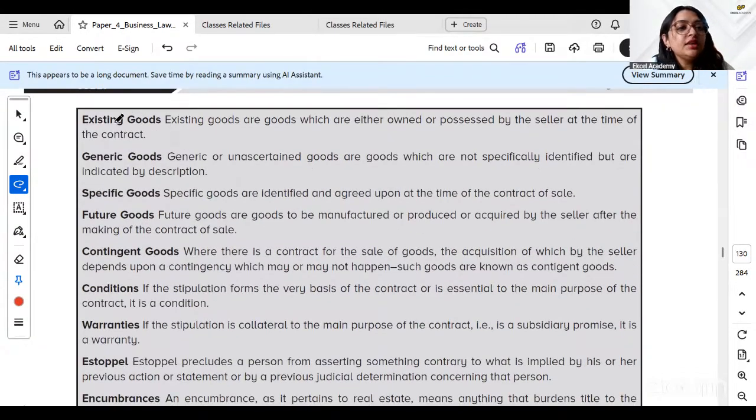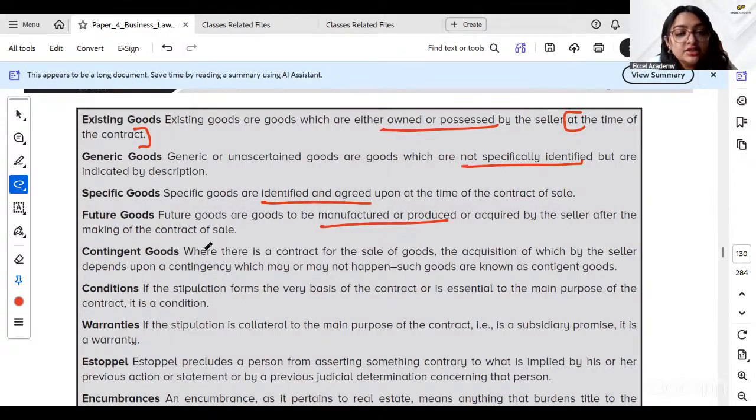Okay. Then you have existing goods, which are owned or possessed by the seller at the time of the contract. Generic goods are not specifically identified. Specific goods are identified and agreed upon. Future goods are yet to be manufactured or produced. Contingent is where there's a contract of sale of goods, wherein the acquisition of which by the seller depends upon a contingency which may or may not happen.